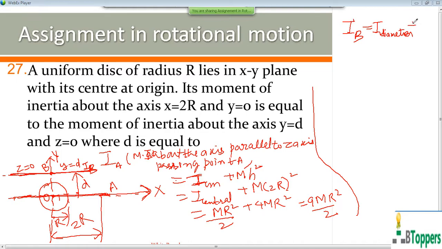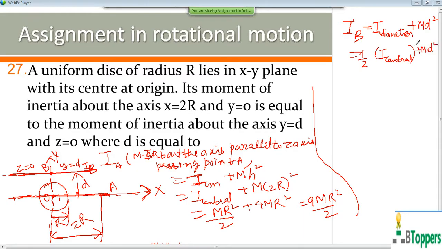Plus the product of the mass of the body and the square of the perpendicular distance d between the two axes. Moment of inertia of a uniform circular disc about a diameter will be half of its moment of inertia about the central axis of symmetry.